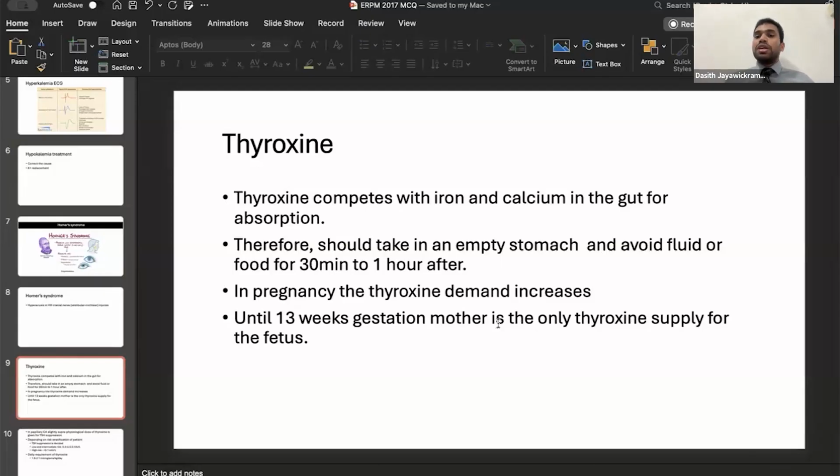That is because during the first 13 weeks of gestation, the fetus is entirely dependent on the mother's thyroxine for its development. On top of that, during pregnancy the thyroid binding globulin also increases, so there is more demand for thyroxine. That is the reason. So it is not contraindicated; it is necessary, and sometimes we need to supplement the patient with levothyroxine. Next: suppressive dose reduces recurrence of papillary carcinoma.